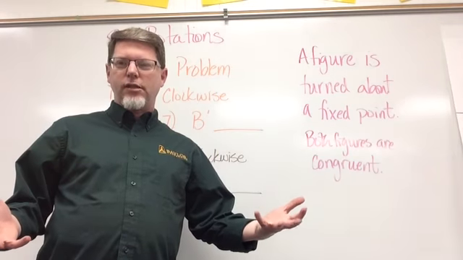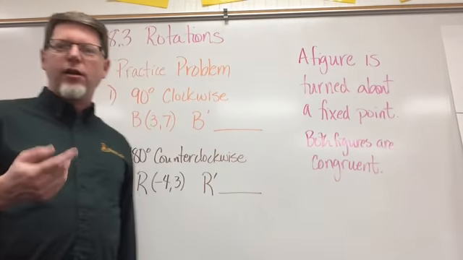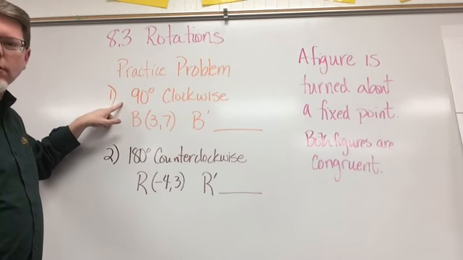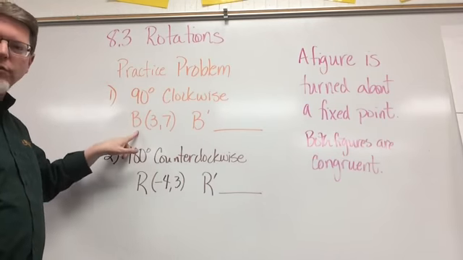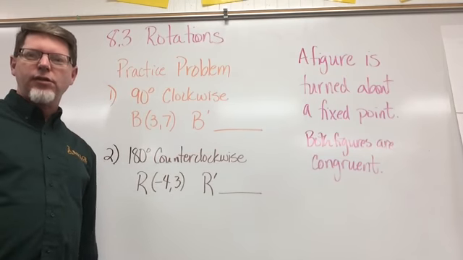So I'm going to stand here and just introduce, you have 2 practice problems, really quick, and here they are. For number 1, I want you to assume it's a 90 degrees clockwise rotation. Original point B is 3 comma 7. What would B prime be if I did a 90 degree rotation?